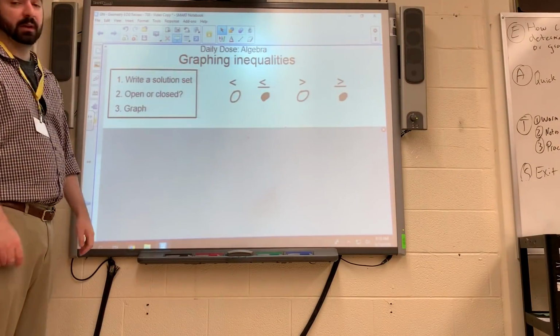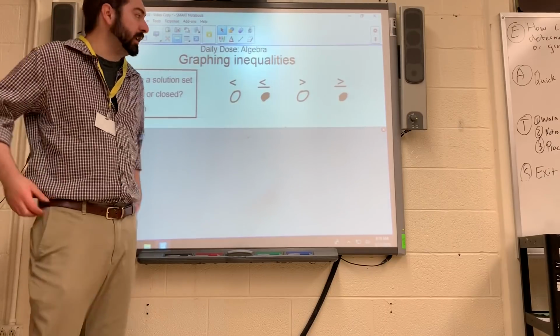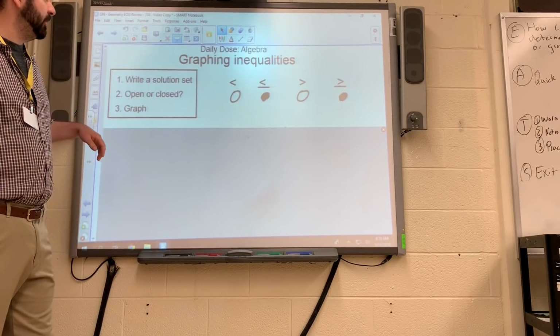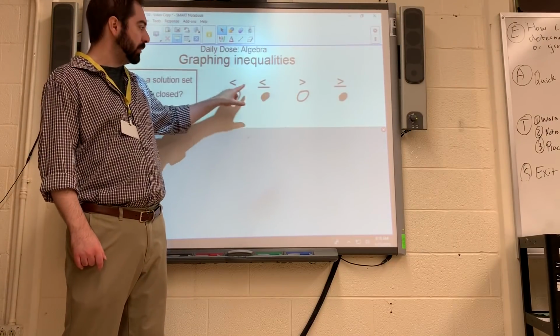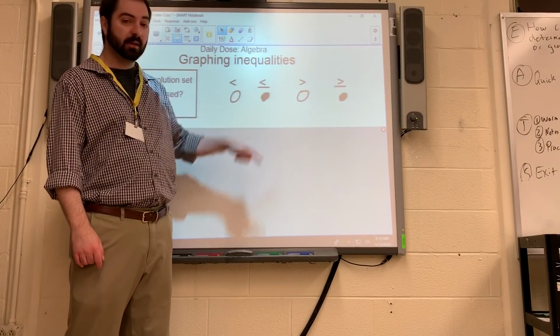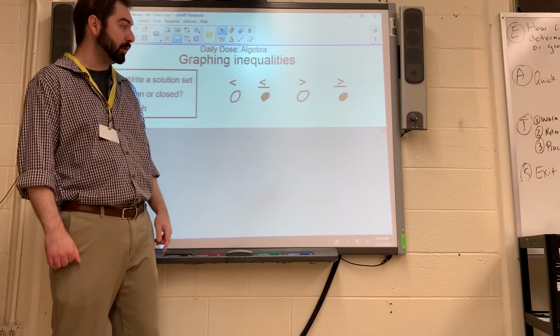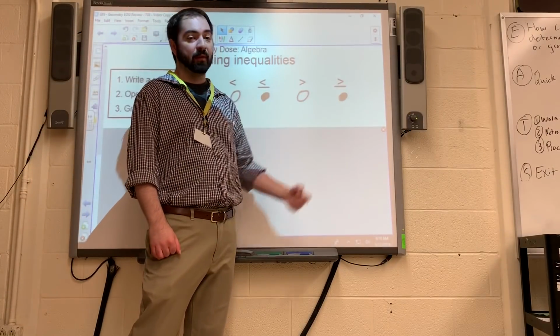All right, first up, our little daily dose of algebra. We're going to do some inequality review this week for our daily dose. So, first up, got to know our symbols. We have less than, because it looks like an L. We have less than or equal to. That line underneath lets us know that it's less than or equal to. We have greater than, and then we have greater than or equal to.